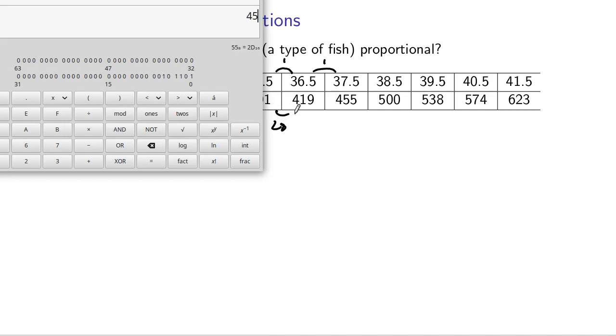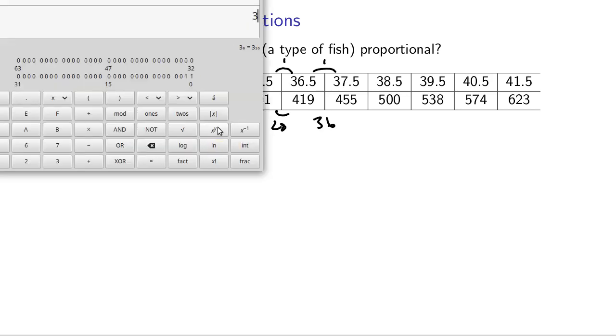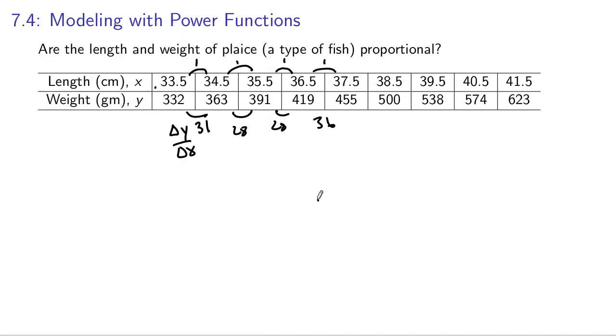455 minus 419 is 36. What did I type wrong? 455, that's right, 36. 363 and 332, let's look at that again. 363 minus 332 is 31. Let's make sure my table is correct here. 363, 391, 419. Okay, so definitely it's not directly proportional because these changes in y are different.